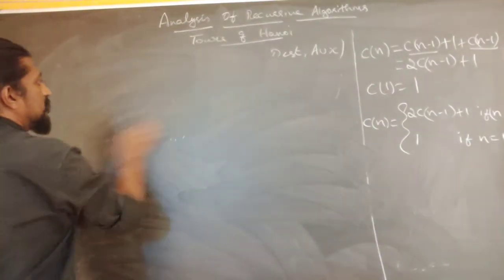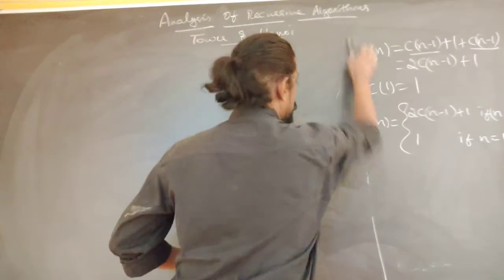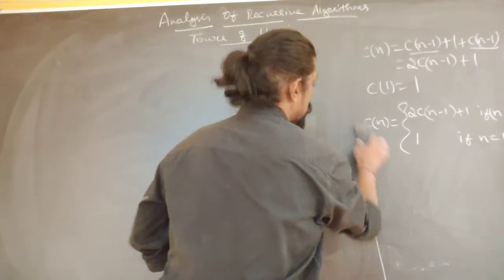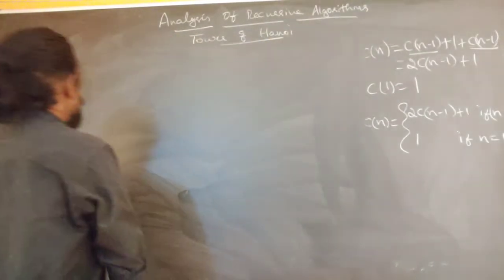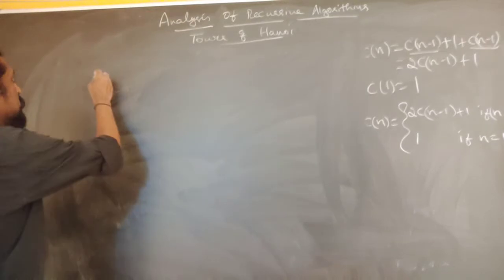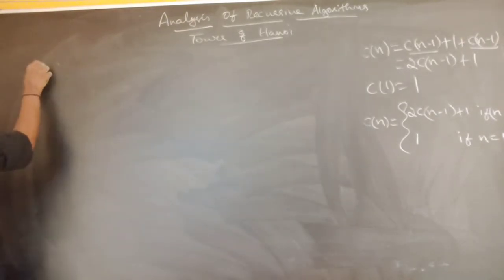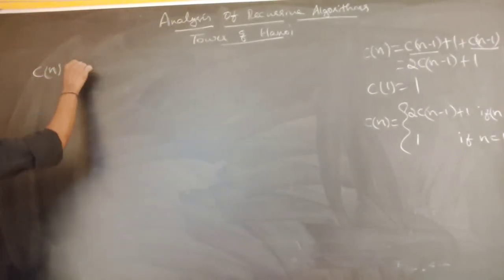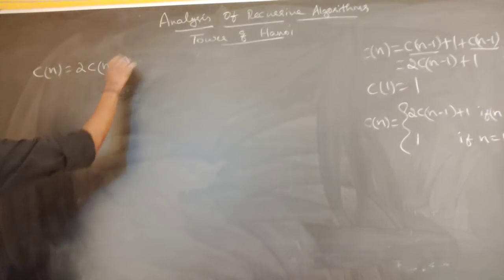To know the complexity or the efficiency of the tower of Hanoi algorithm, we'll solve that recurrence by the method of backward substitution. C of n is equal to 2 C of n minus 1 plus 1.